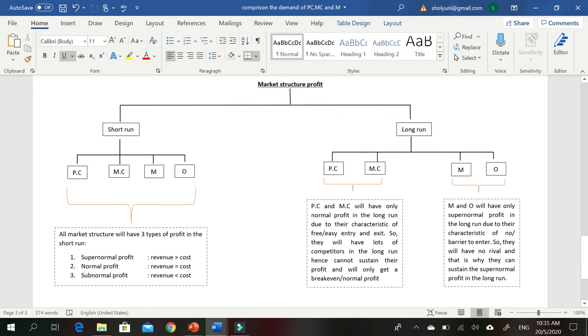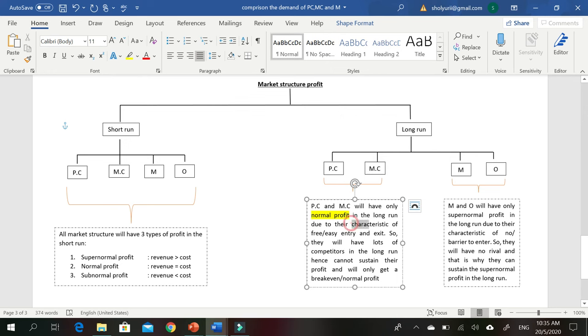Okay. I'll show you how to see the types of profit among the four market structures. While in the long run, okay, ini kita be extra careful. Kita akan buat teaching video yang lain lah lagi. Okay. Perfect competition and monopolistic competition will only have normal profit only in the long run.